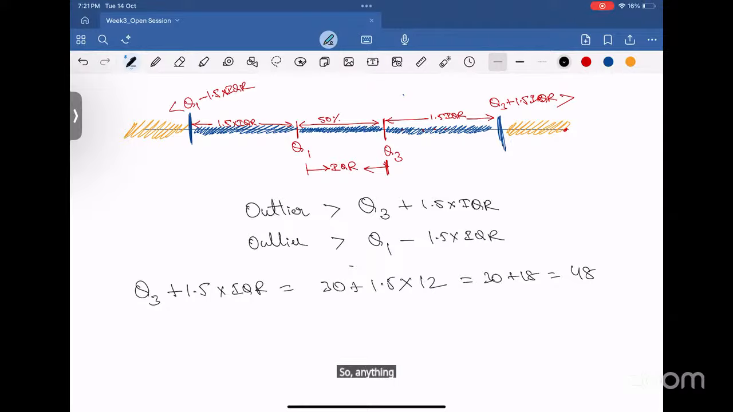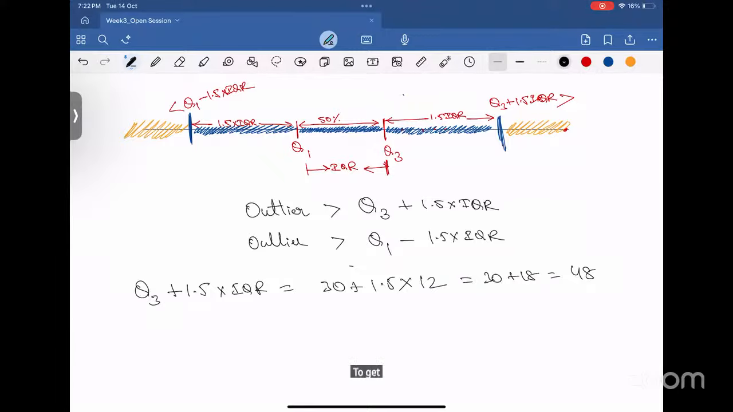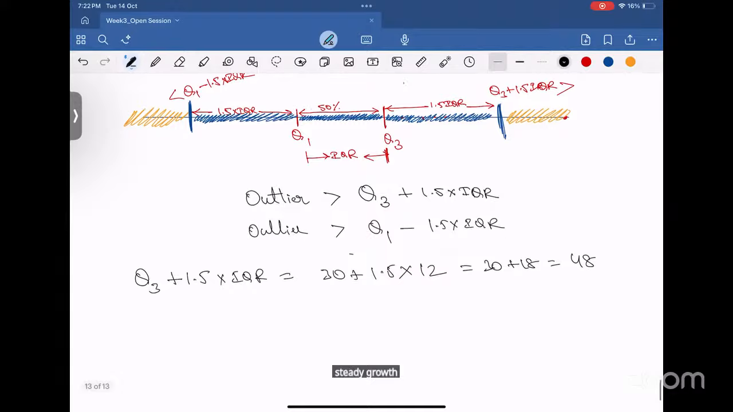So anything below 48, we say is within, insiders. So they are our people. They are allowed into our home. Anything above 48, they are not allowed. This happens, right? If we are in college, if we are getting marks around 60 or 70, our friends also, we expect to get around those marks, right? So if we are getting 40 or 50 and somebody is getting 70, 80, we won't accept them. We will say he's an outlier. He won't come within our study group or something.